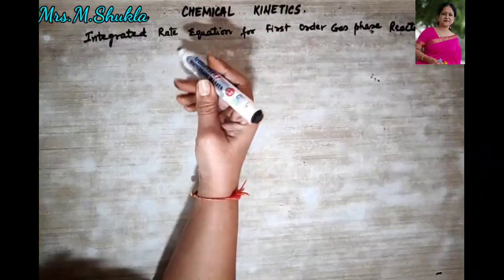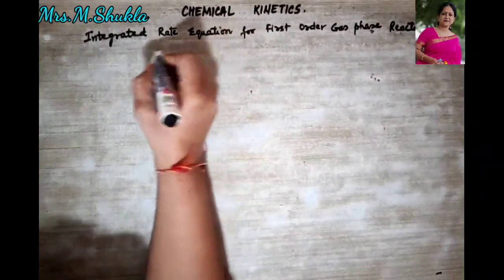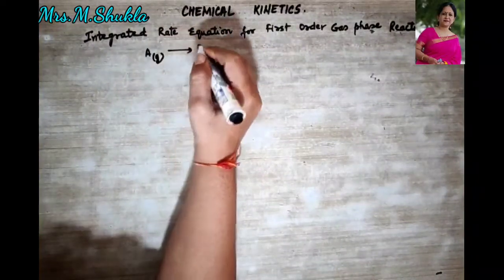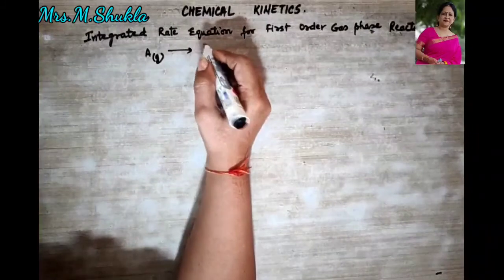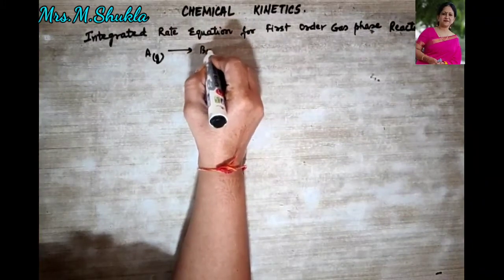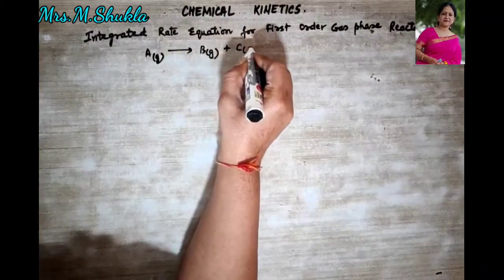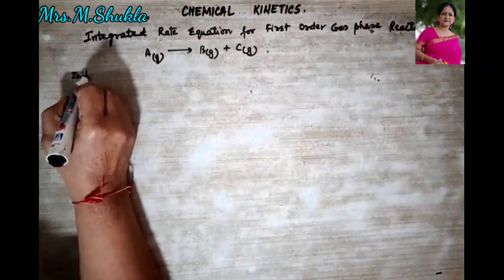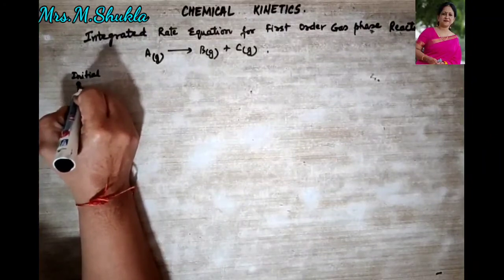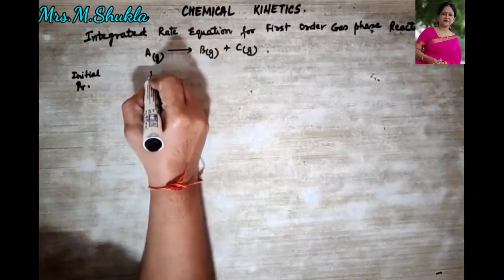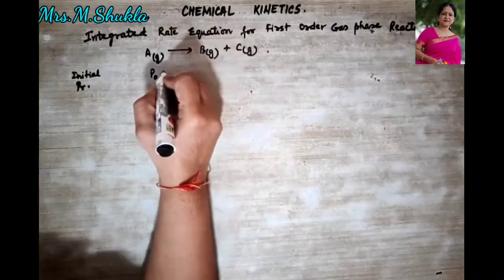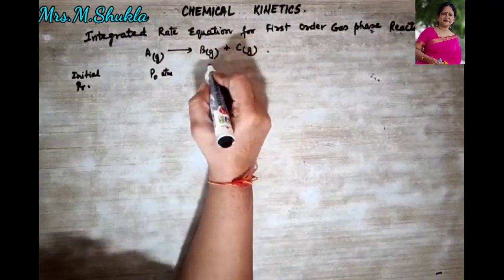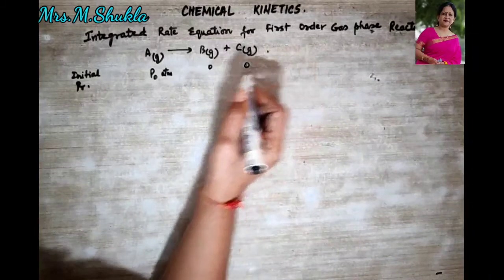Today in chemical kinetics we are going to talk about the integrated equation for a first order gas phase reaction. Let us consider a general gas phase reaction, for example a reactant in its gaseous state which on heating gives products which are also in gaseous form. Let's see what the initial pressure will be. Initial pressure, let it be P naught atm for the reactant, and for the products it is 0.